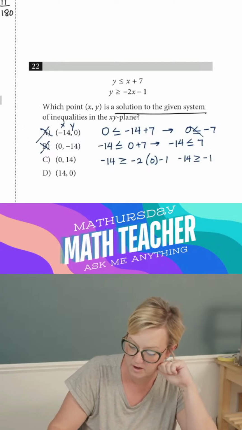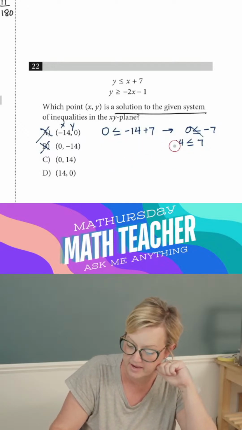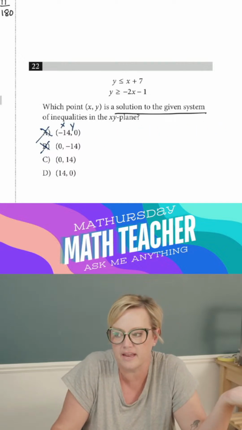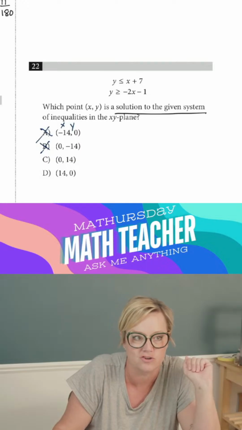Okay, I'm going to erase this, but all I'm doing is going through and plugging in the points. If it doesn't work for one of them, it's not a solution. So you don't even need to try it.